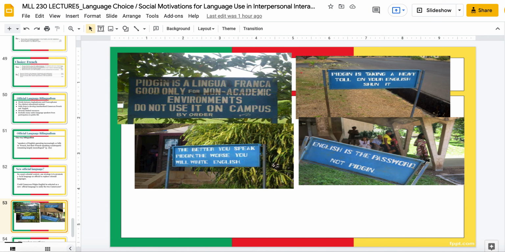But there are also ideologies. We'll talk about ideologies more next class, but a lot of people think that if you don't speak true French or true English, and only speak Pidgin, which is really a Creole, then it's not a real language, quote unquote. It says: English is the password, not Pidgin. Pidgin's taking a heavy toll on your English. Shun it! The better you speak Pidgin, the worse you will write in English, which is not true. Pidgin is a lingua franca good for only non-academic environments. Do not use it on campus.